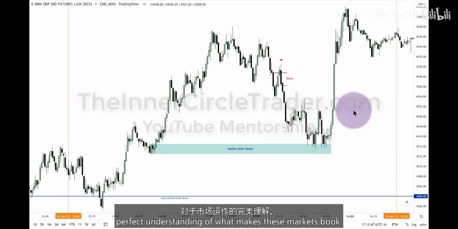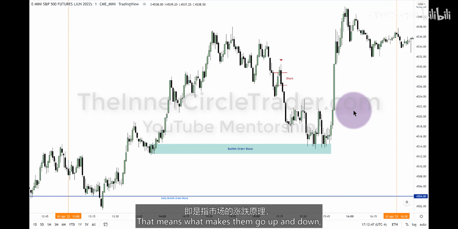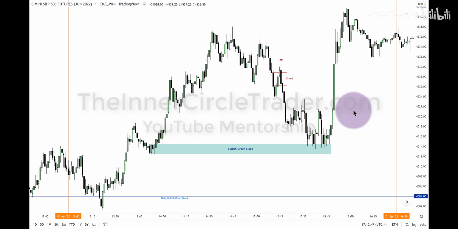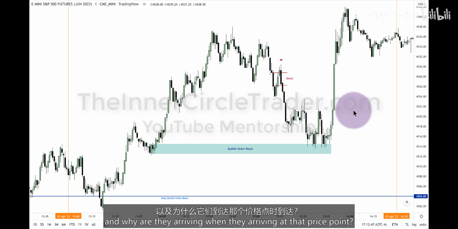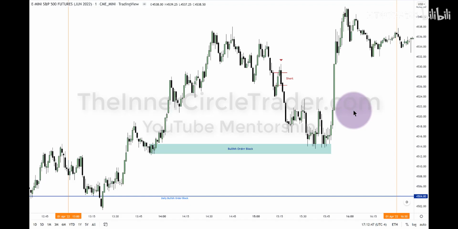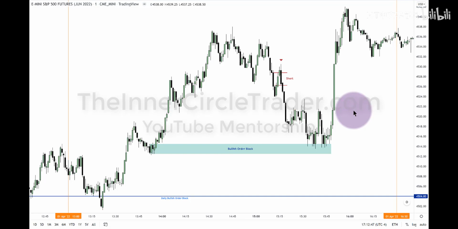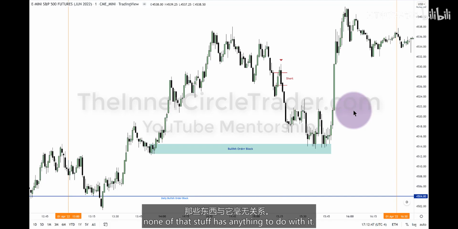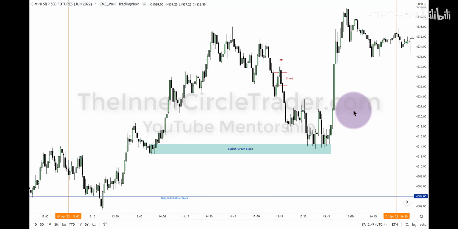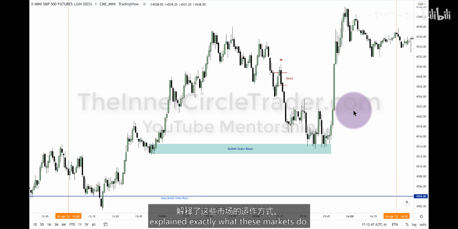Because this is the truth. This is the perfect understanding of what makes these markets tick. That means what makes them go up and down, where they turn, why they go where they go, why they are moving when they move, and why they are arriving when they arrive at that price point. That's all algorithmic. And it has absolutely nothing to do with ratios. It has nothing to do with anything harmonic, nothing supply and demand zone, nothing to do with Elliott wave, nothing to do with Wyckoff, nothing to do with Gann. None of that stuff has anything to do with it. I literally have just explained exactly what these markets do. That's it. There's nothing else that happens.